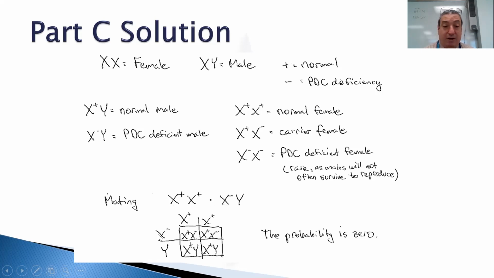So we get 2 carrier females, but notice that the males are inheriting the trait from their mother. So notice both males are X+Y. This means that the probability of inheriting the trait is 0. You could also say that the offspring cannot or will not have PDC deficiency, and get it correct as well.